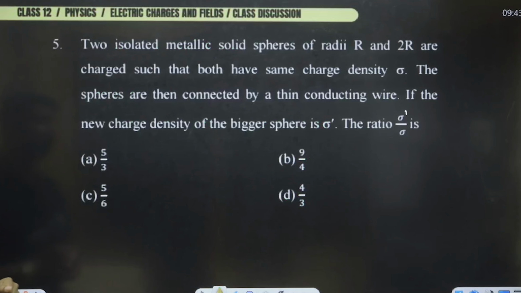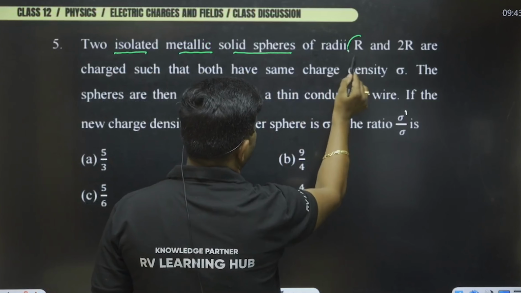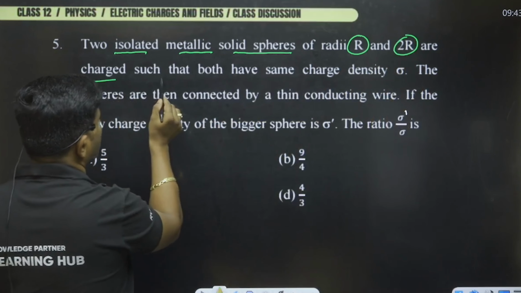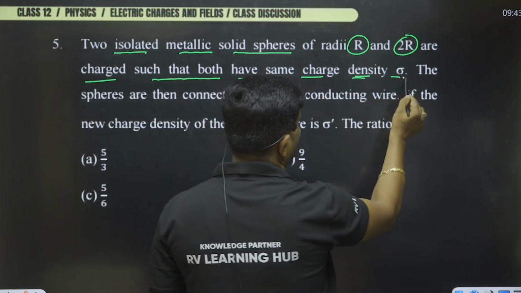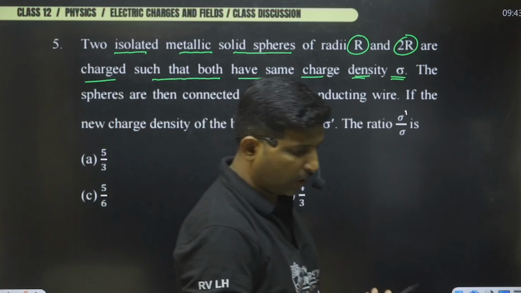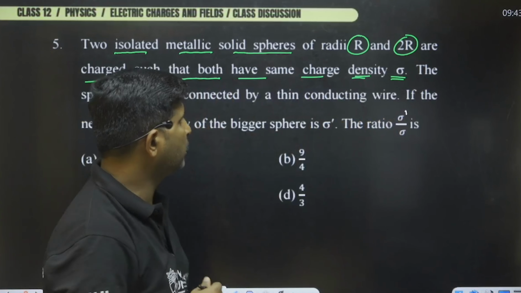What are they saying to us? Two isolated metallic solid spheres, one of radius capital R and the other 2R, are charged such that both have the same charge density sigma. What is the charge density? Charge density is nothing but charge per unit area.